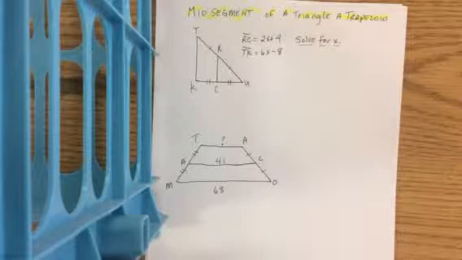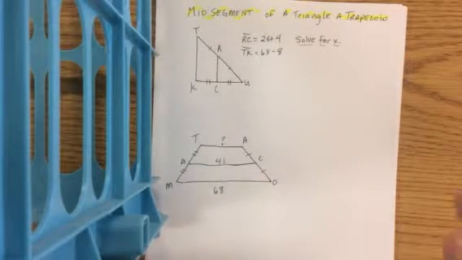We want to take a look at mid-segment. We're going to take a look at the mid-segment of a triangle and also one of a trapezoid. Funny thing is that it's pretty much the same thing. We're basically saying that the mid-segment is half of the distance, or the average, between the top and the bottom.